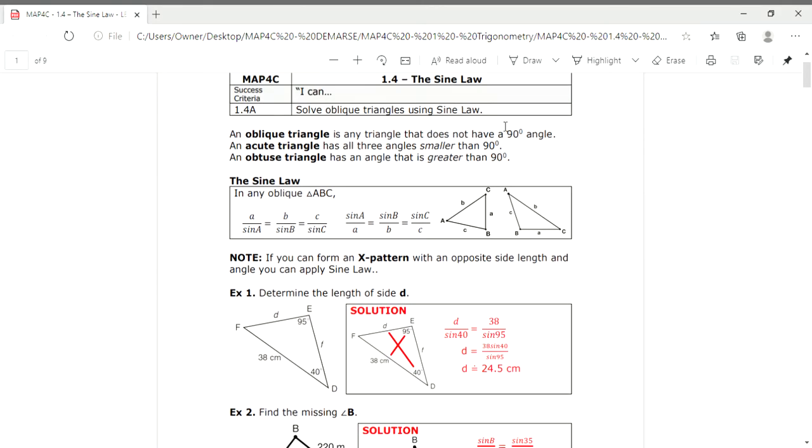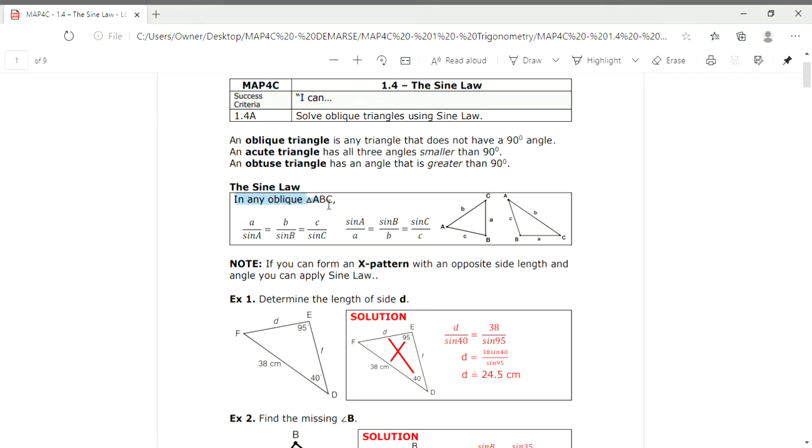The formula for the sine law. In any oblique triangle with angles A, B, and C being labeled, the sine law states that side length a over sine of angle A is equal to length b over sine of angle B, which is also equal to length c over sine of angle C. Recall that when drawing a triangle, the lengths of sides are notated using lowercase letters, and the angles across from those sides are the uppercase letters.